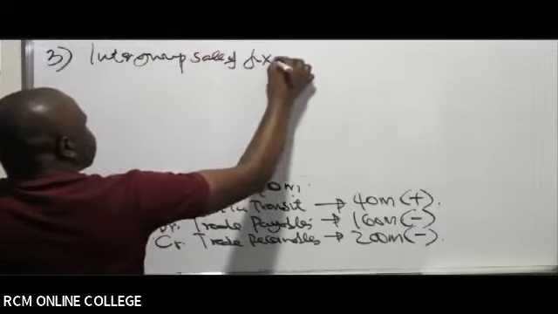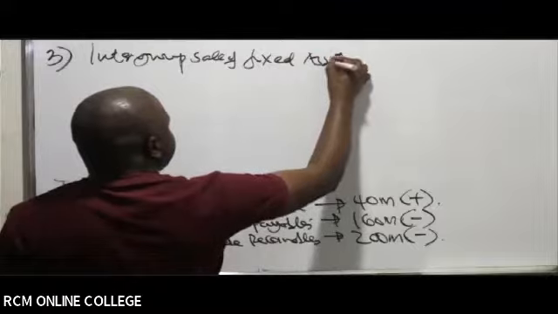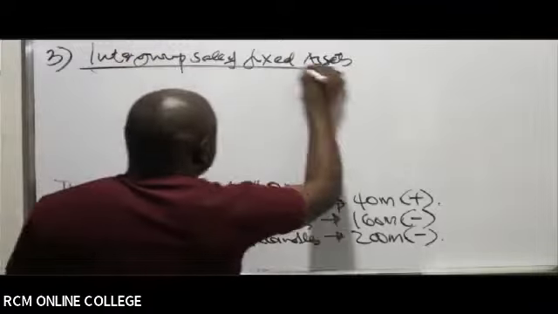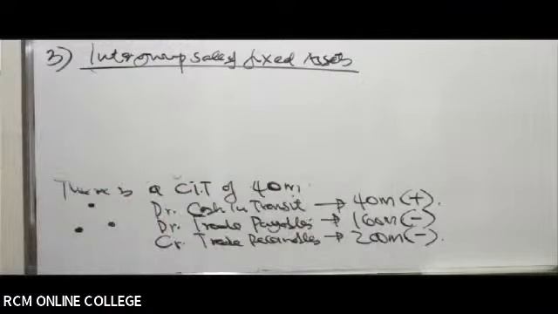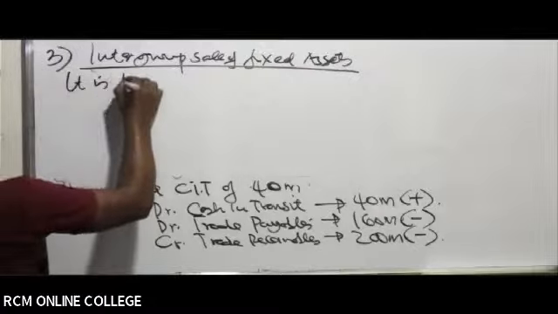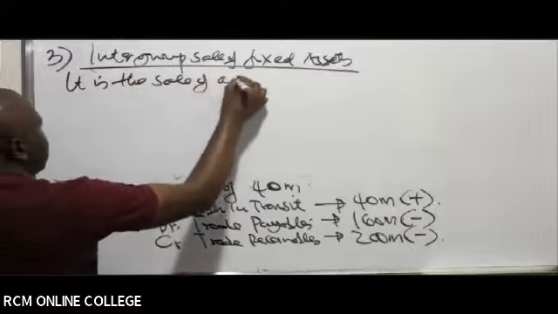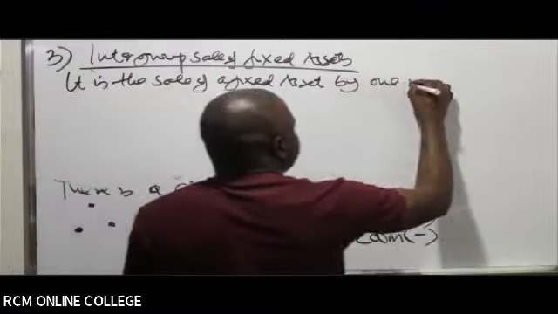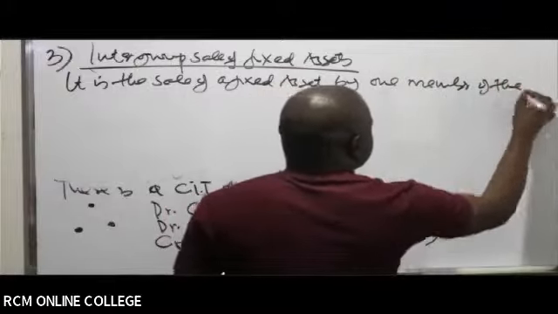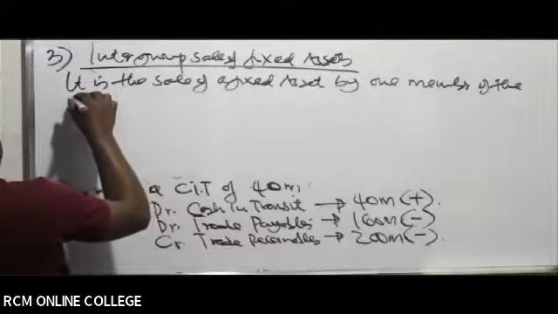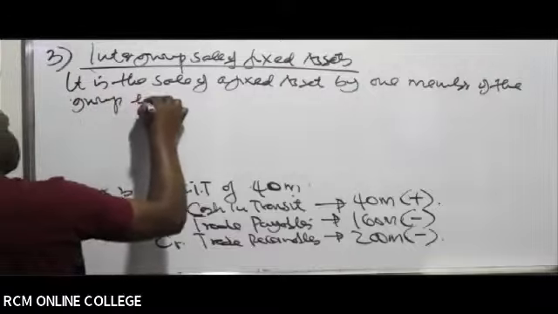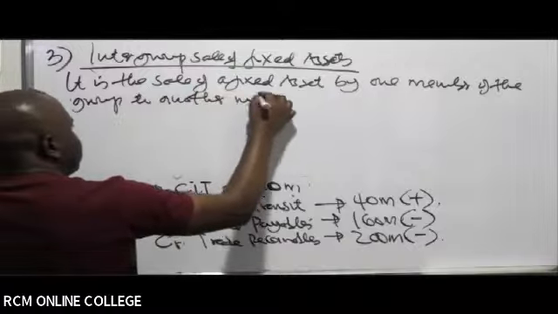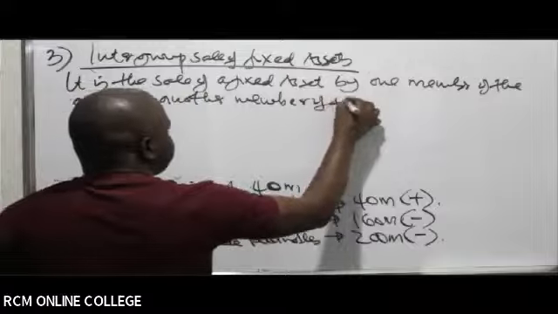There can be another situation where a member of the group sells fixed assets to another member of the group. So how do you deal with it? This is the sale of a fixed asset by one member of the group to another member of the group.